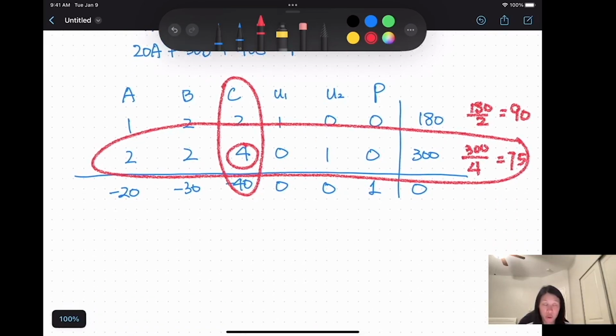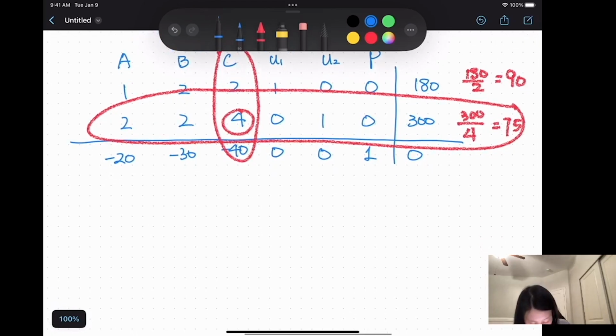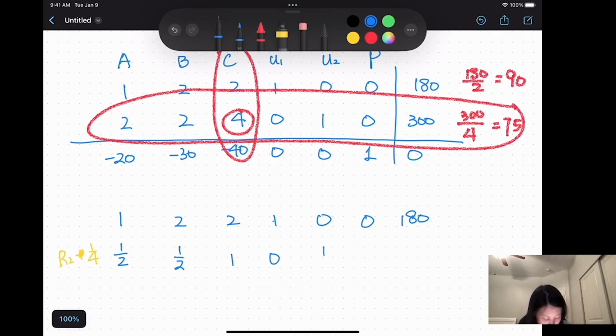So we want to turn the 4 into 1, so that means we want everything to remain the same. 1, 2, 2, 1, 0, 0, 180. But I want the second row to divide by, or times, 1/4. So that our second row will become 1/2, 1/2, 1, 0, 1/4, 0, and 75.